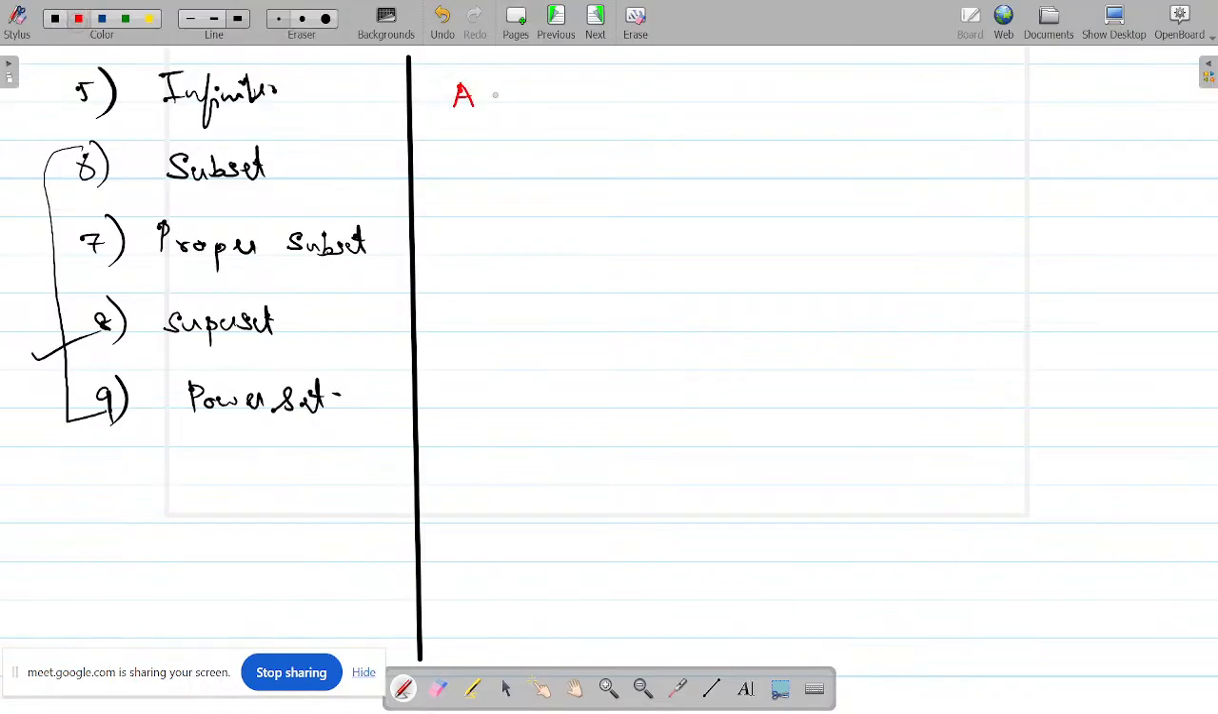Let me take a set A, which consists of 3 elements, 1, 2, and 3. You need not make a note of it. I'll give you time because this is somewhat an important concept. Let A consist of 3 elements, 1, 2, and 3. What is n of A? Okay, no doubt, right? Sure, because I have separated by commas. So 1 is there, 2 is there, and 3 is there.